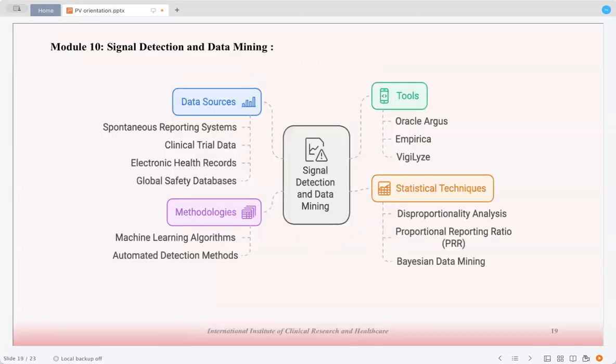Next is signal detection and data mining. The data sources are the spontaneous reporting system, clinical trial data, EHR, and global safety databases. The tools used are Oracle Argus and VigiLyze, and we conduct statistical techniques. Then the methodologies are machine learning algorithms and automated detection methods.